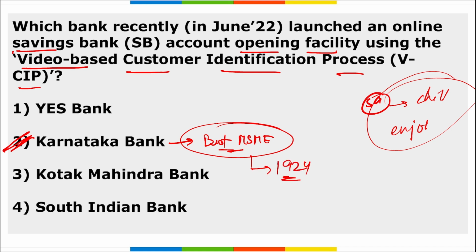If we are talking about Karnataka Bank, it was established in 1924. Who is the MD and CEO? Mahabaleshwara M.S. is the current MD and CEO of Karnataka Bank. It was established in 1924, and where is the headquarters? It is in Bangalore, Karnataka.